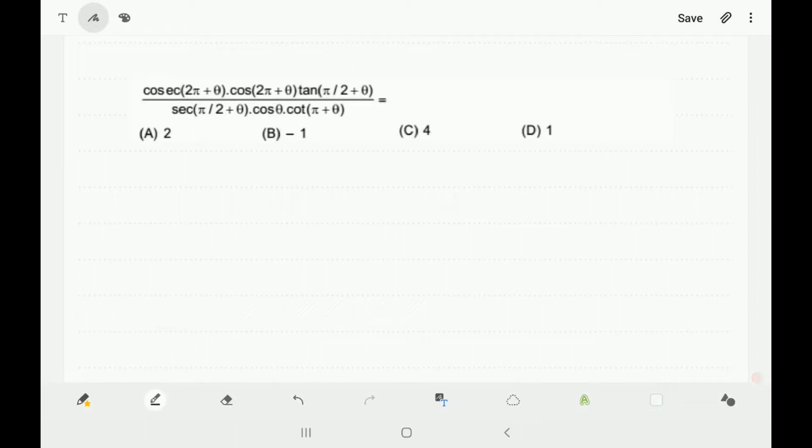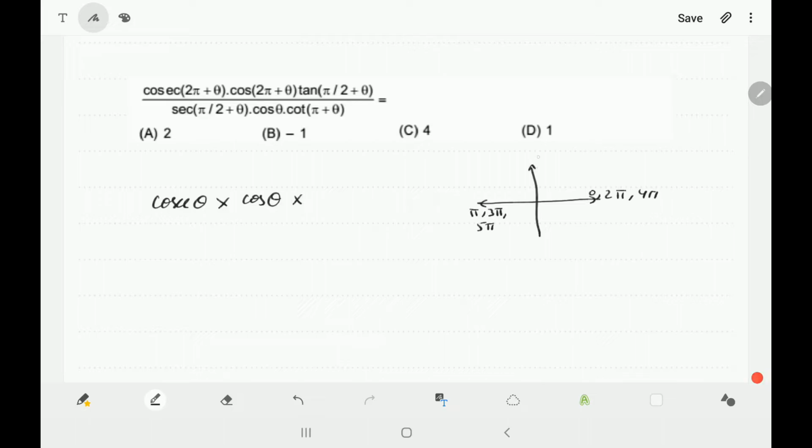In this problem, we have to simplify this term. Cosecant of 2 pi plus theta. You already know that 2 pi comes on the line in the direction of 0 only, 0, 2 pi, 4 pi, and odd multiples of pi come on the line at 180 degrees, pi, 3 pi, 5 pi, and so on. So 2 pi plus theta will come in the first quadrant, so it will be cosecant theta because it is an even multiple of pi by 2. Cos of 2 pi plus theta will also come in the first quadrant, so it will be cos theta.